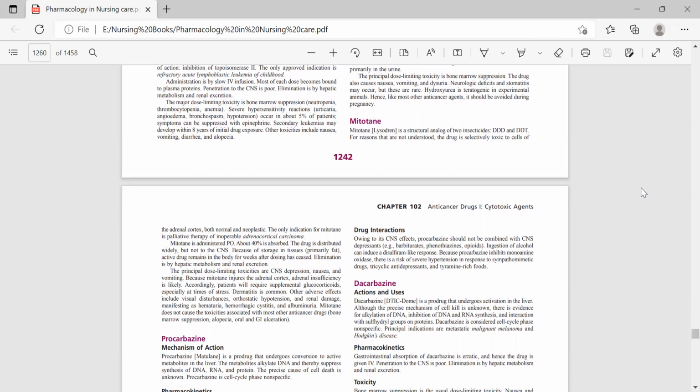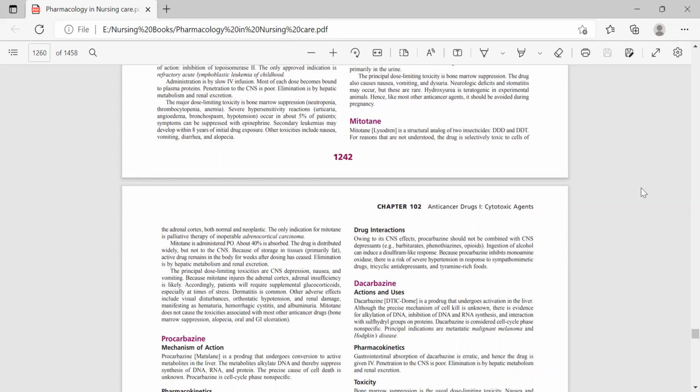Because of storage in tissue, primarily in fat, drug remains in the body for weeks after dosing has ceased. Elimination is by hepatic metabolism and renal excretion. The toxicities include CNS depression, nausea, vomiting, and because metotane injures the adrenal cortex, adrenal insufficiency is likely to occur.